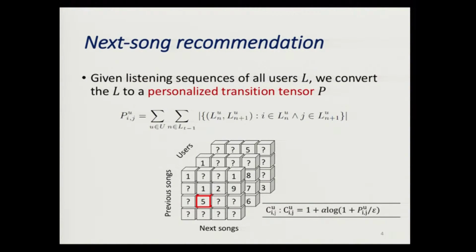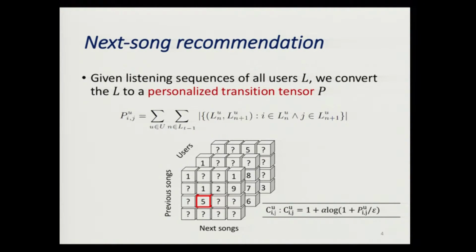So here's our implementation. Now we have a listening sequence for all users. Then we follow this formula to convert the listening sequences to personalized transition tensors. This formula counts the number of adjacent song pairs in a user's listening history. In this figure, we can see that each user has his or her own transition matrix. For example, the value here means this song pair appears 5 times in the listening history.